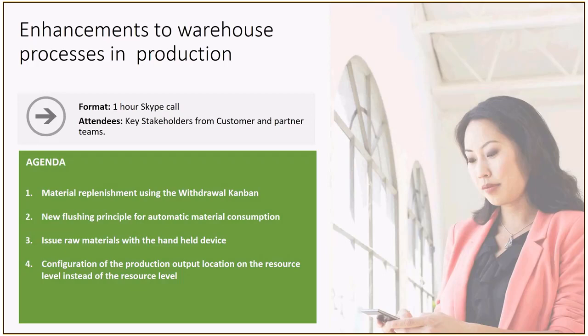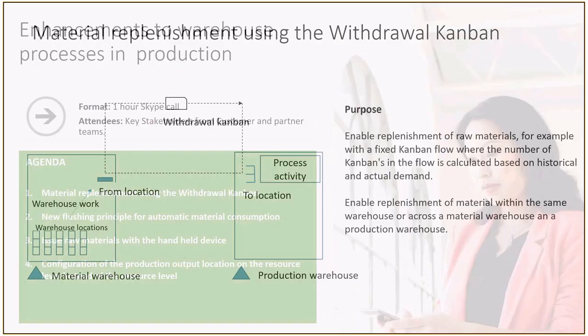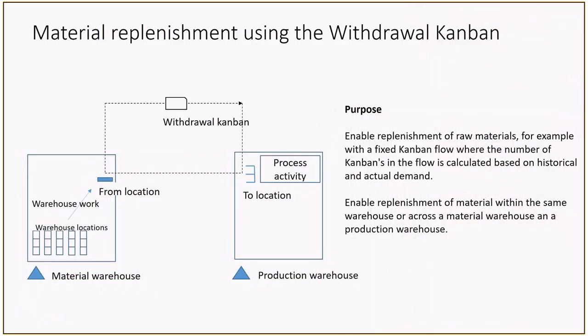So let's get started. We'll start with the first topic, material replenishment using the Withdrawal Kanban. Looking at this slide, we have an example of using the Withdrawal Kanban to replenish raw material on the production floor. So we have a production warehouse where we have a process activity where we are replenishing raw materials with the help of a Withdrawal Kanban.